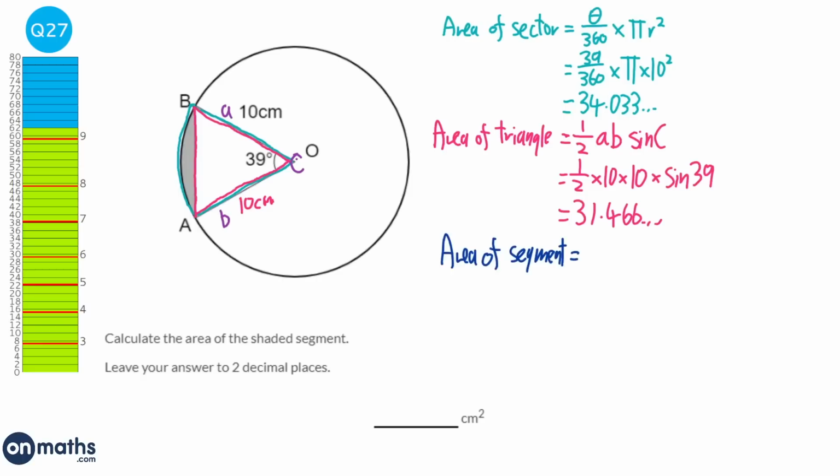Okay, so to work out the area of the segment, all we're doing is taking the area of the sector, the full area, and taking away the bit we don't want, which is the triangle, and that will leave us the area of the segment. So we're going to do 34.033 and so on, take away 31.466 and so on. I've saved them on my calculator so I can do it precisely. When you subtract them, you get 2.567 and so on.